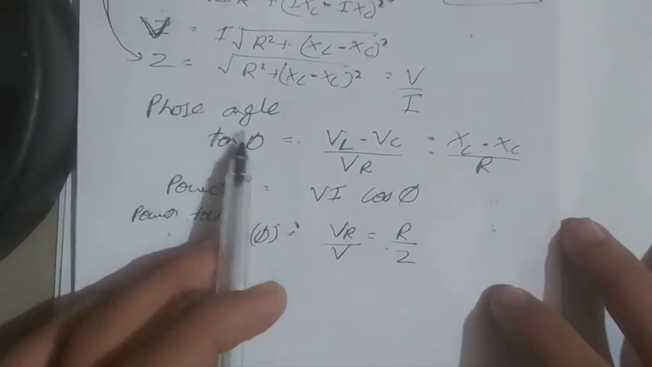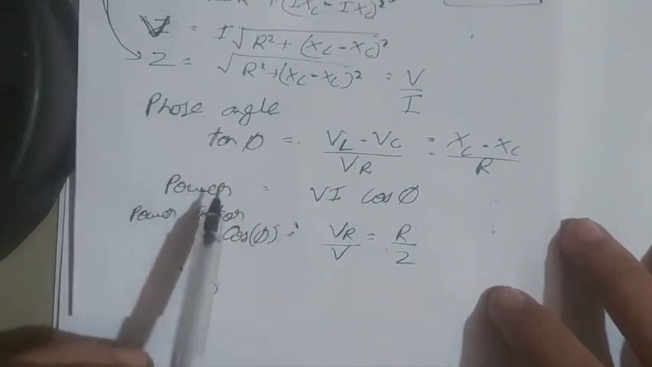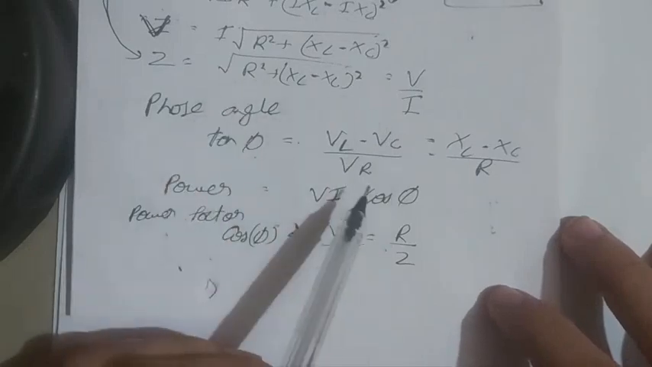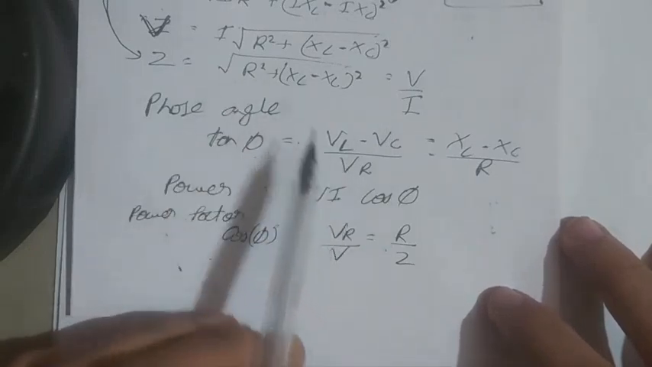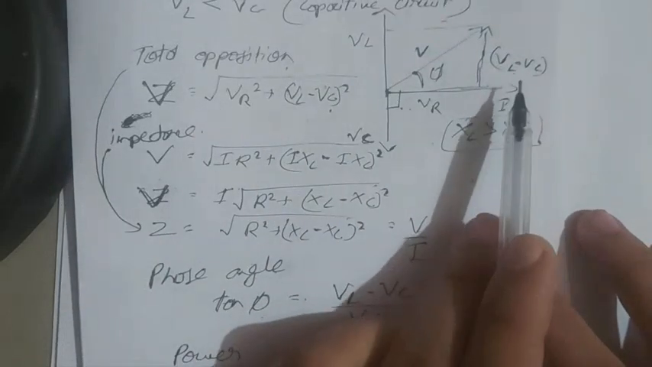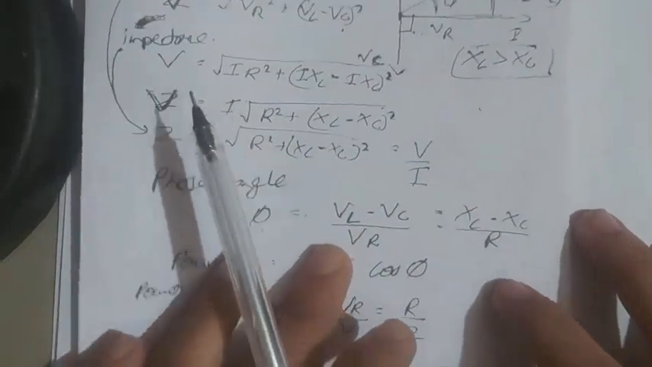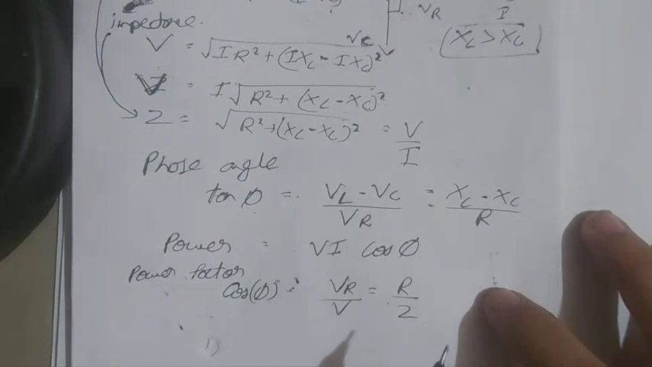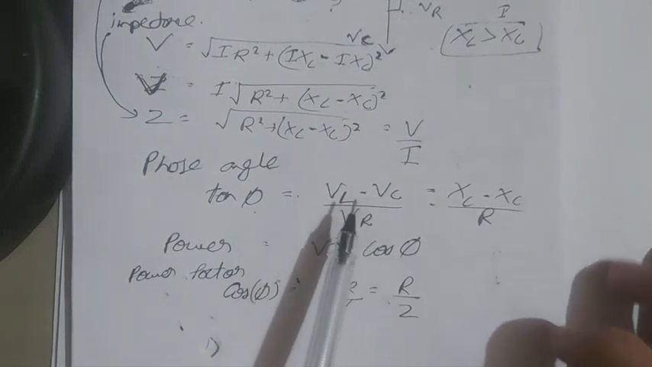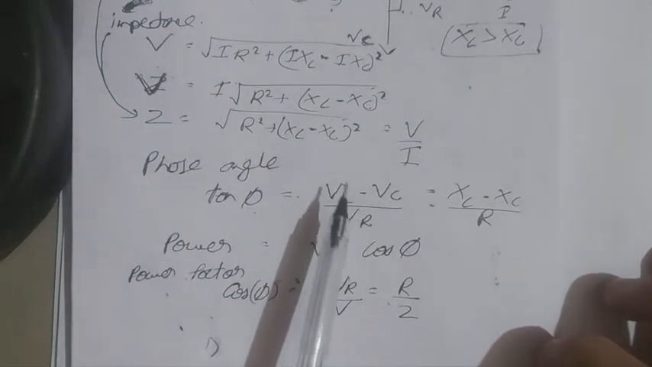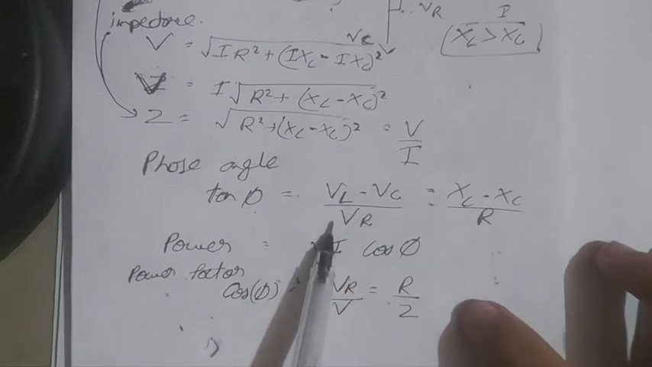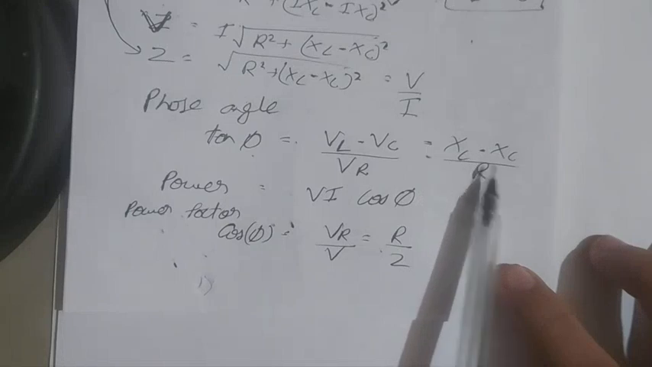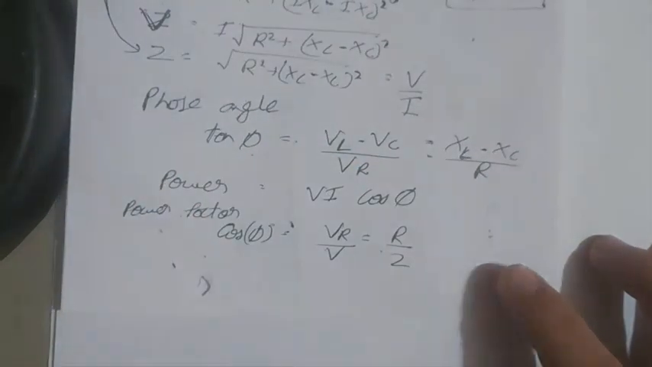The phase angle for RLC we can find from tan phi. Tan phi is equal to P upon B, perpendicular upon base. So perpendicular is VL minus VC and base is VR. So VL minus VC upon VR. VL is equal to IXL and VC is equal to IXC and VR is equal to IR, right? I and I cancelled and we obtain XL minus XC upon R.